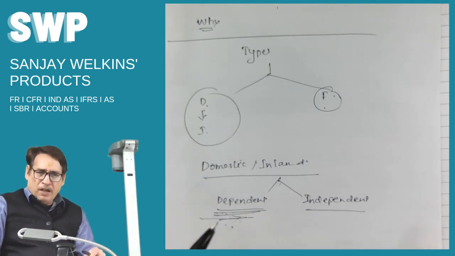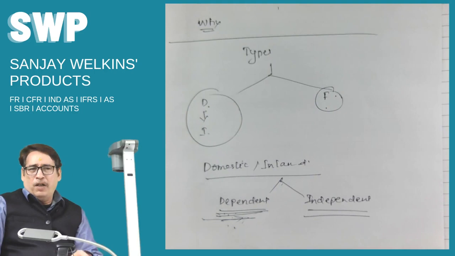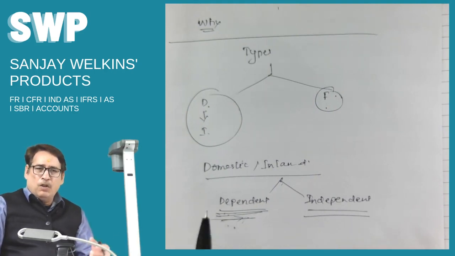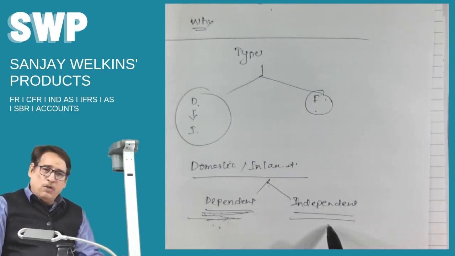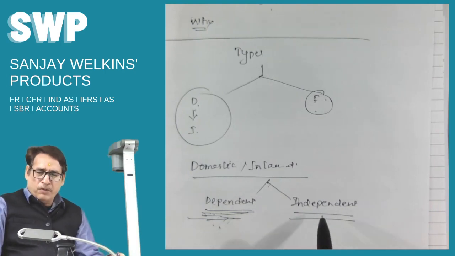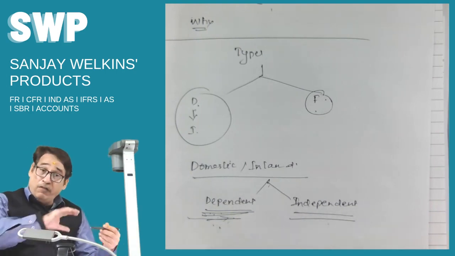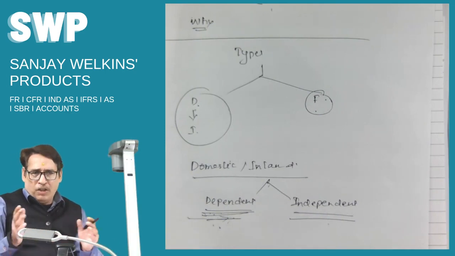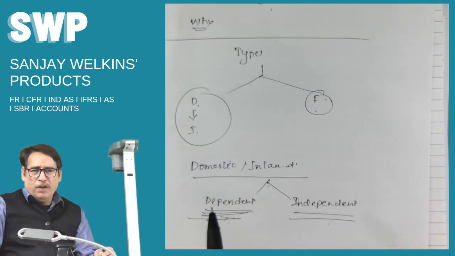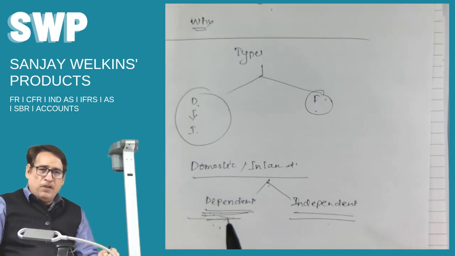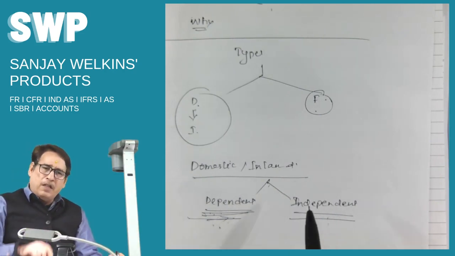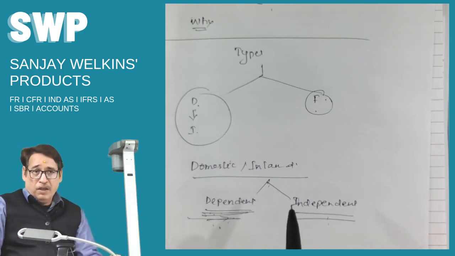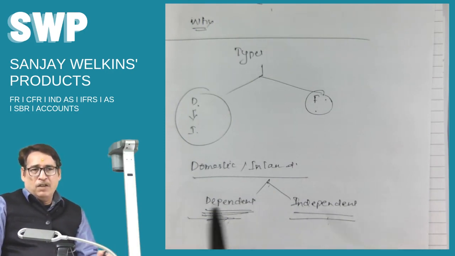We will see later on elaborately, as I said. Independent branches, as the name itself suggests, are not dependent upon the head office. Generally, they are very large sized branches. They have their own resources, own capital. They can do their own sales also. Generally, in branch accounts, it is the head office which supplies goods to the branches. But even in case of independent branches, head office will supply goods to the branch. In spite of that, there is also a possibility that such a branch may actually supply goods to the head office.